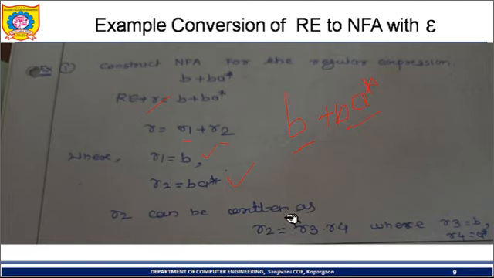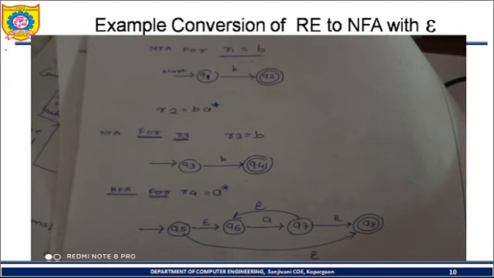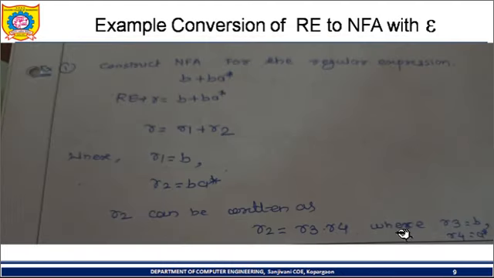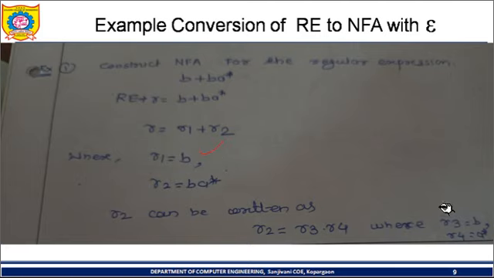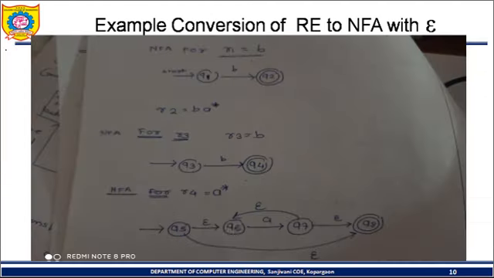Now R2 can further be divided as B dot A star, because there is a concatenation operator. So R2 is R3 dot R4, where R3 is nothing but B and R4 is nothing but A star. Further division is not possible for R3 and R4. So now we are going to draw a separate finite automaton for each regular expression. R1 is B, R3 is B, and R4 is A star.